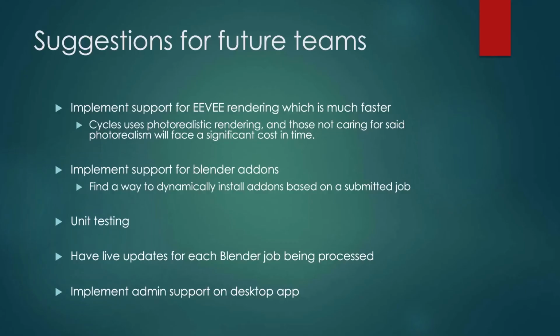The first suggestion for future teams will be to implement Eevee, since many may not care for photorealistic rendering provided by Cycles, which is highly time-consuming. Future teams should also consider support for Blender add-ons and possibly a way for them to be dynamically installed based on each submitted job. We also lacked proper unit testing and did not implement live updates for each Blender job being processed. And finally, future teams should look into implementing admin support for the desktop app.